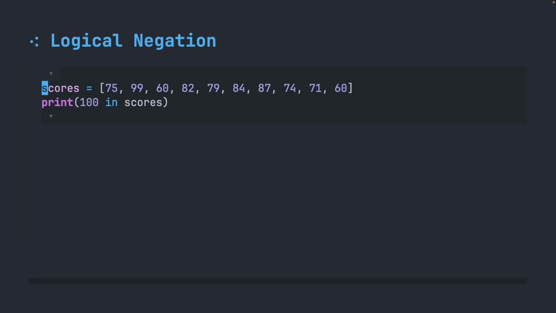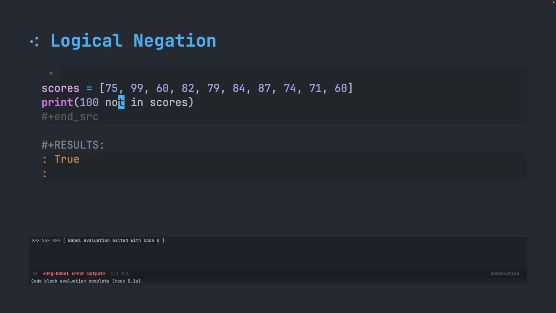Here we have the same list of scores, and we're going to just check to see if 100 is in scores. When we do that, we get back false. 100 is not in scores, and so 100 in scores has a value of false. Using the other Python keyword not, when we run this code, we get back true.